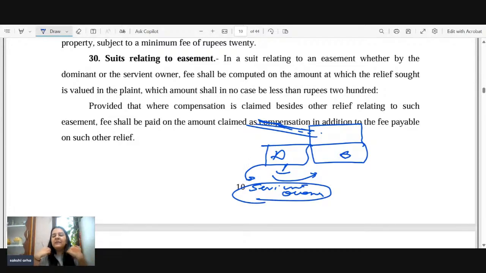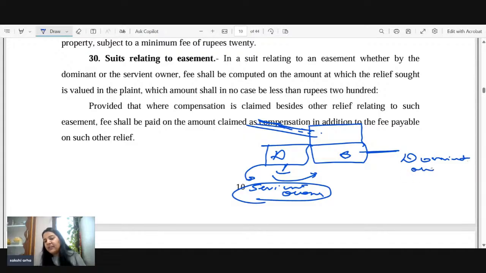ये इसको सर्व कर रही है, अपनी तरफ से easement दे रही है, so he is servient owner. And the property B who is getting easement right, okay, he is dominating property. वो property A को dominate कर रही है because for the better use of property B, property A is serving him. So in that case, this property B's owner will be called as dominant owner.